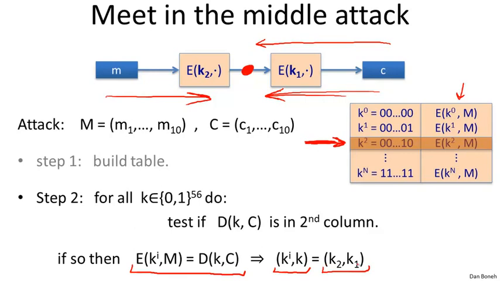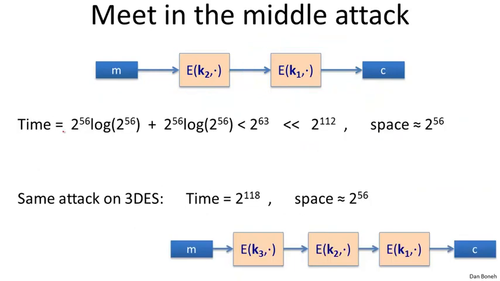So now let's look at what's the running time of this. Well, we had to build a table and then sort it. And then for all possible decryptions, we had to do a search through the table. So there were 2 to the 56 possible decryptions. Each search in a sorted table takes log of 2 to the 56 time. If you just work it out, this turns out to be 2 to the 63, which is way smaller than 2 to the 112. Okay, so this is a serious attack.